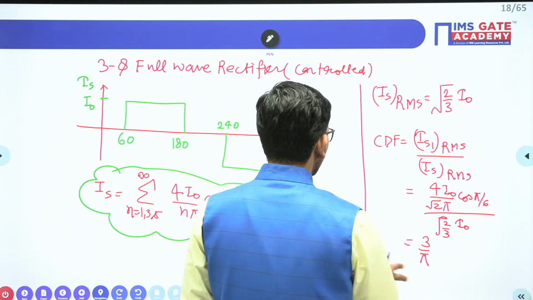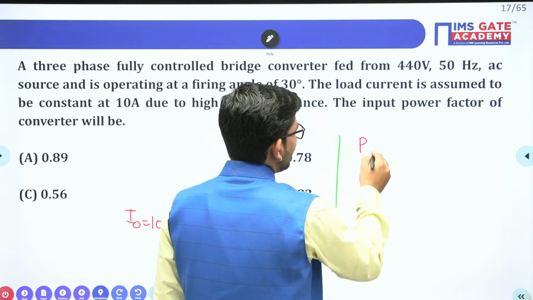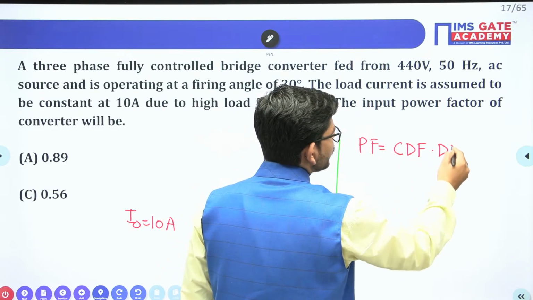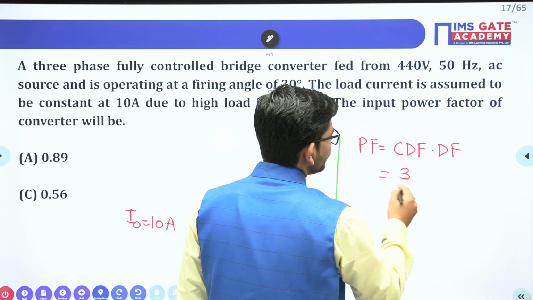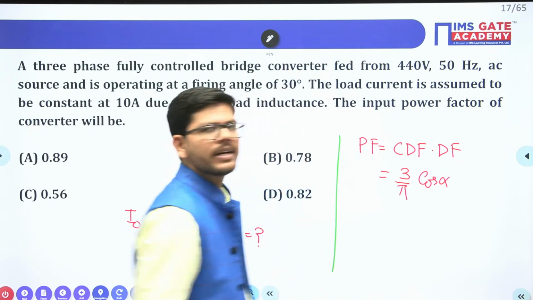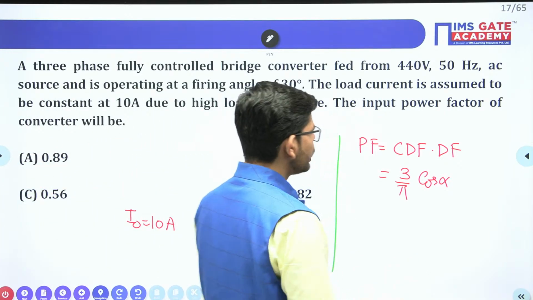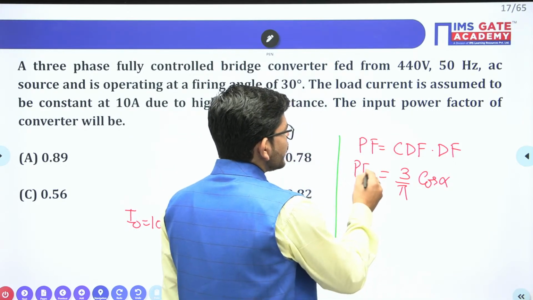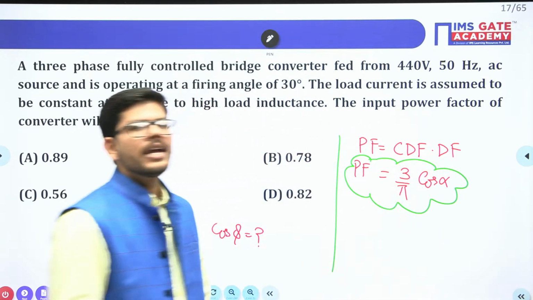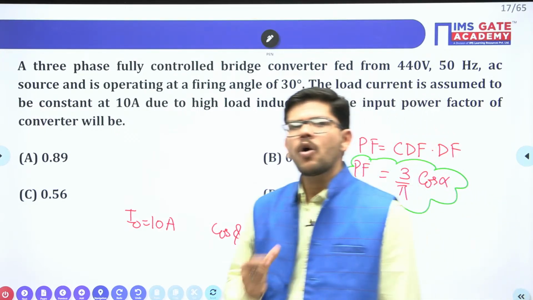Now the power factor you will calculate by multiplying CDF with the displacement factor. CDF you have calculated as 3 by pi, and the displacement factor in case of a full converter is cos alpha, and in case of a semi converter it is cos alpha by 2. So the expression for power factor will be 3 by pi cos alpha.